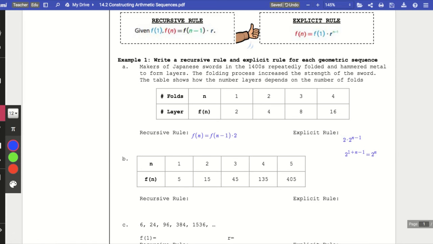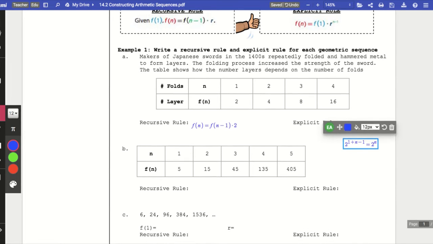2 to the third power, I get 8. This checks out. So my explicit rule is just 2 to the n.